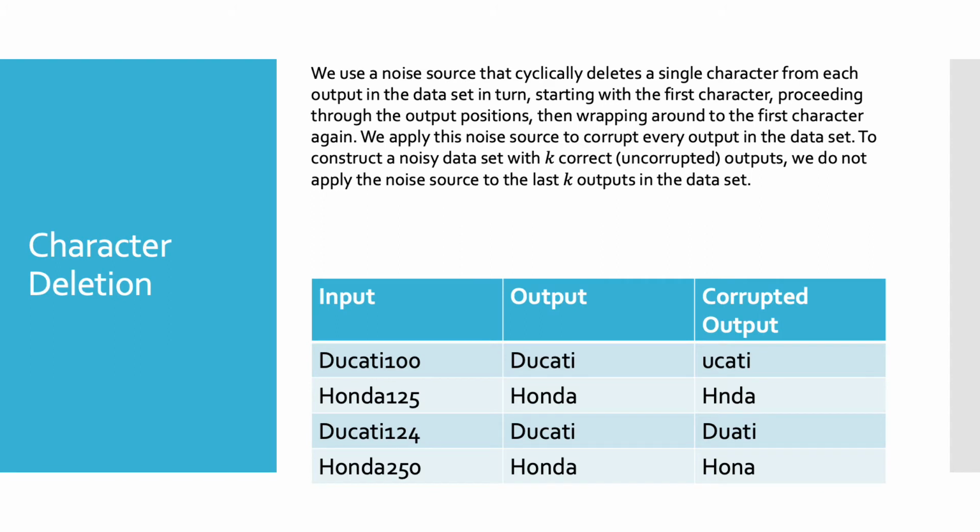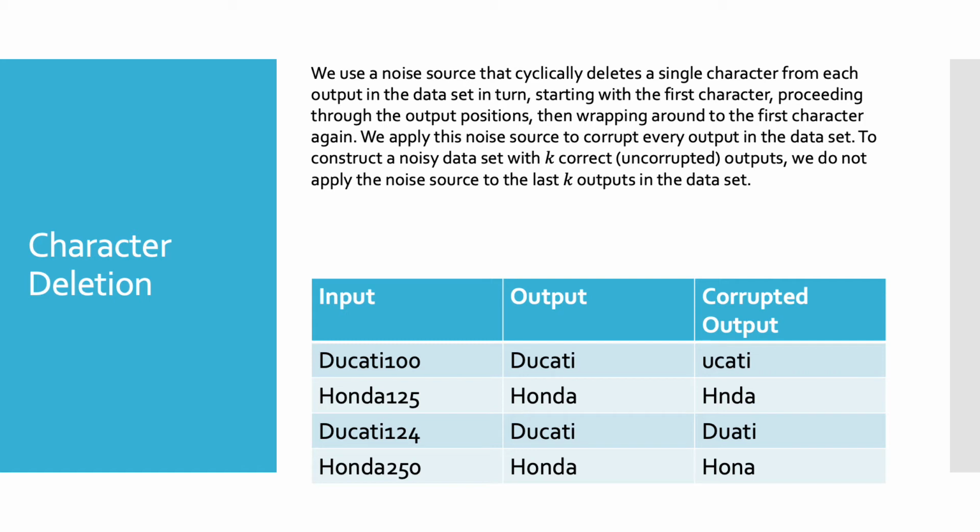The first noise source we experiment with deletes a single character in the output string. For example, given input Ducati 100, the correct program returns the output Ducati, but our noise source corrupts the output to Ucati by deleting the D. This noise simulates a common human error of skipping characters while typing.